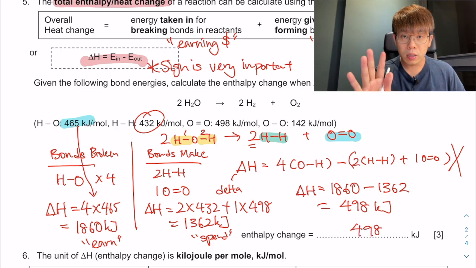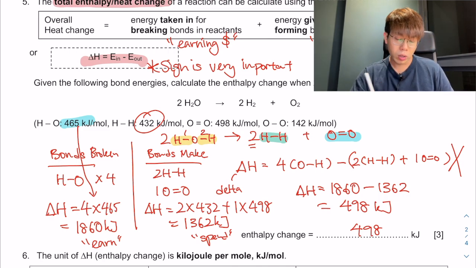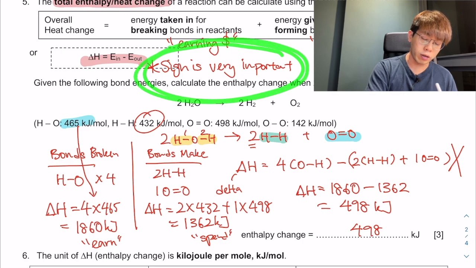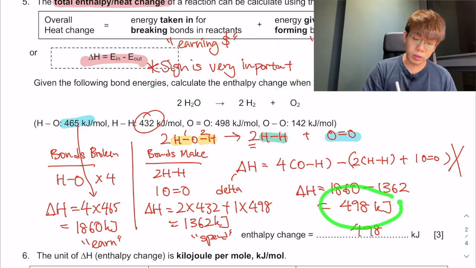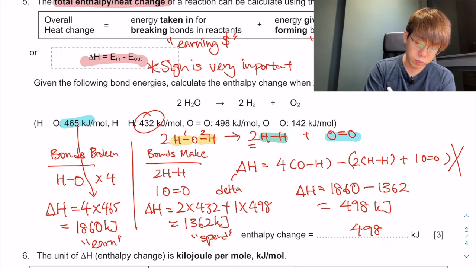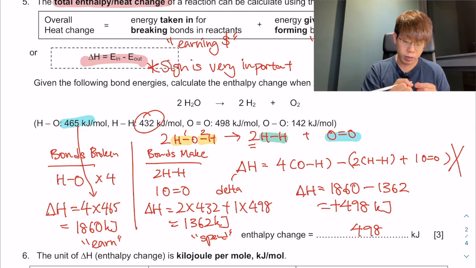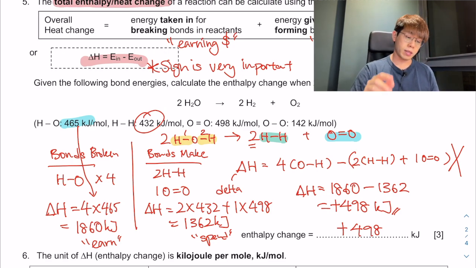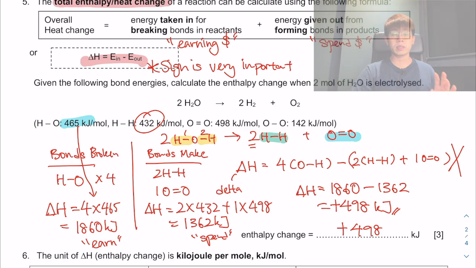But wait, this will be marked wrong, because as I mentioned, the sign is very important. You must show that there is an increase. Because this is not a negative number, you must put the positive sign there. Then you put a positive number, and that's the final answer. Please remember that. So with that, I end this part about total enthalpy change.